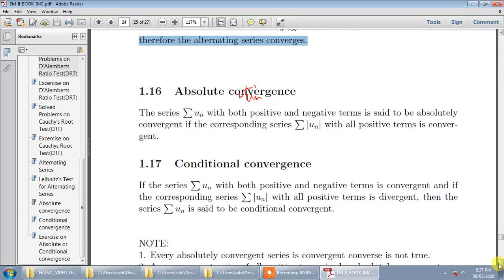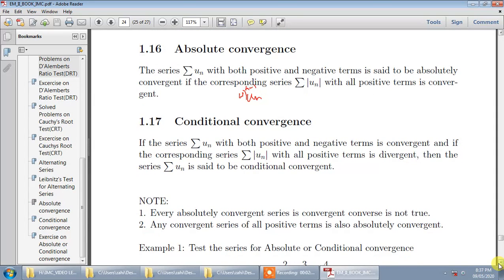Now let us have the last two definitions, that is regarding absolute convergence and conditional convergence. So the series summation un with both positive and negative terms is not necessarily an alternating series. It may happen that a few of the terms are positive, a few negative, but they are not compulsorily alternating. So the first two terms may be negative, the next term may be positive, the next three terms may be positive. It is just a series with both positive and negative terms, and it includes alternating series also.